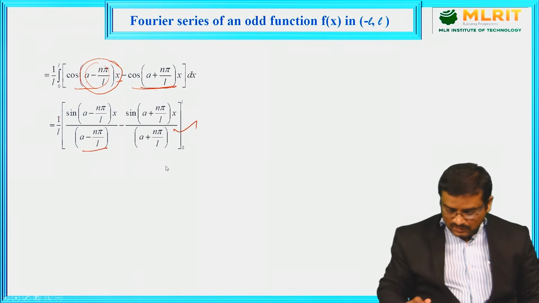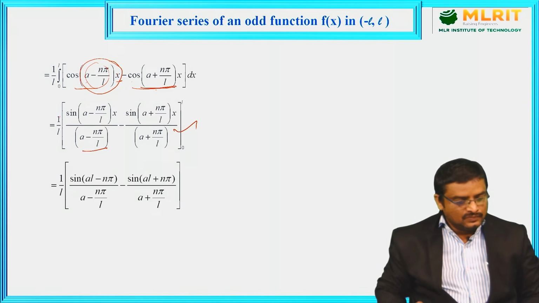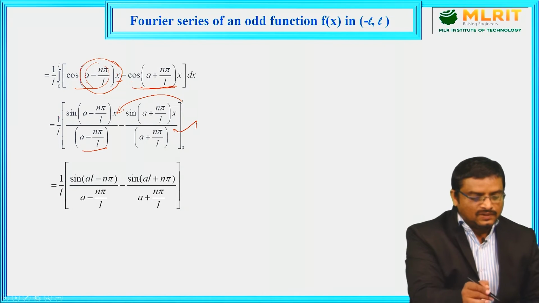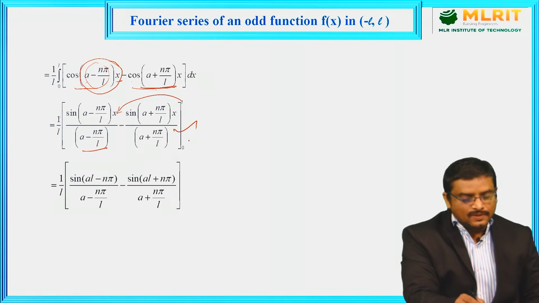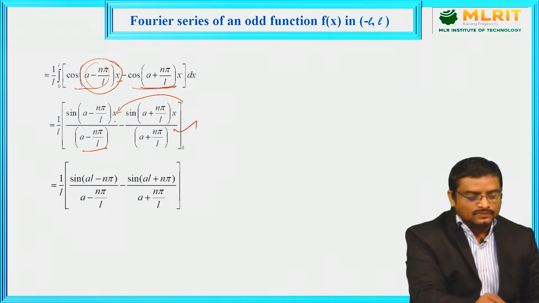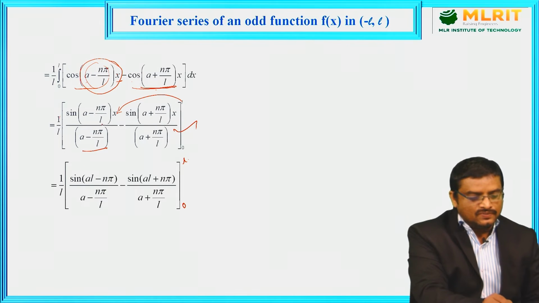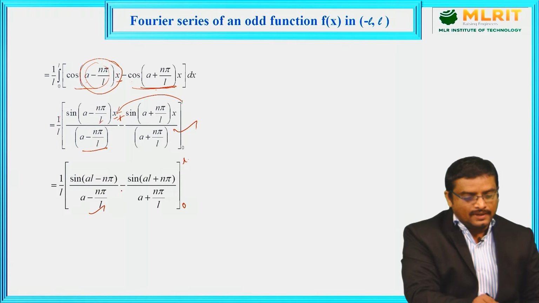Now substitute the upper limit and lower limit here. Substitute x is equal to L, the first upper limit. If you substitute x is equal to L here and simplify, you will get AL minus n pi by L. This L and this L get cancelled, and write the remaining denominator as it is. Minus, here also simplify, take the LCM, you will get AL plus n pi by L.